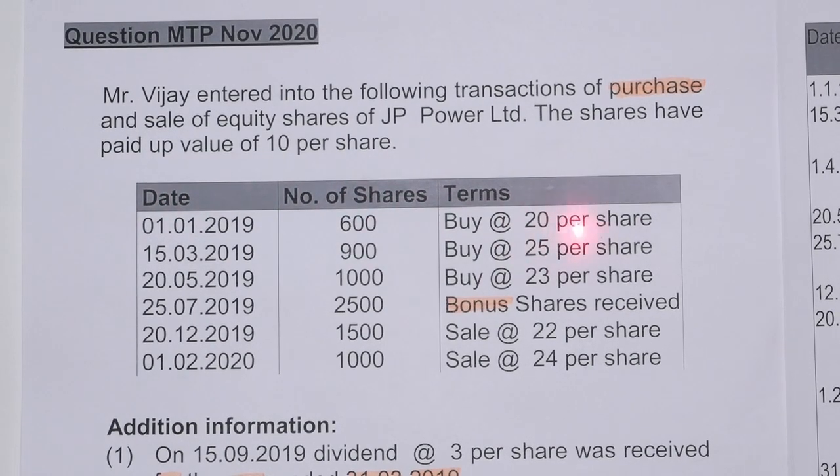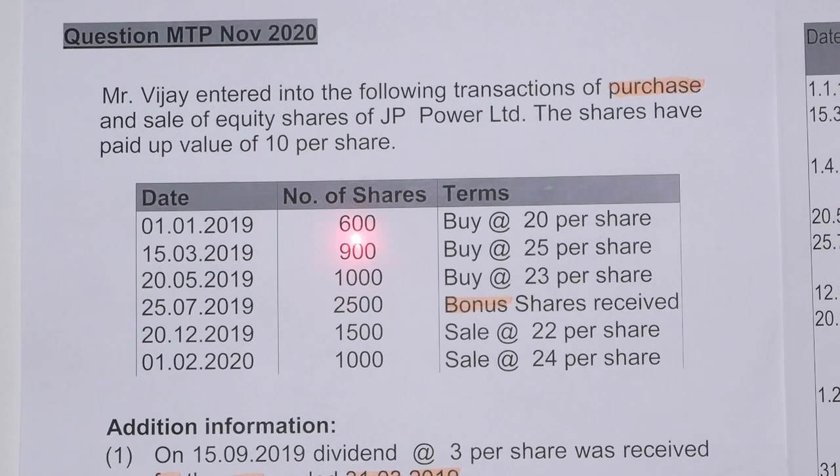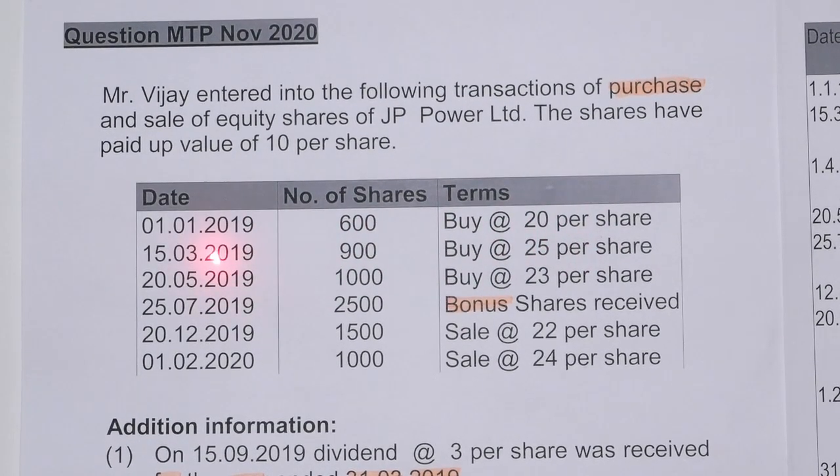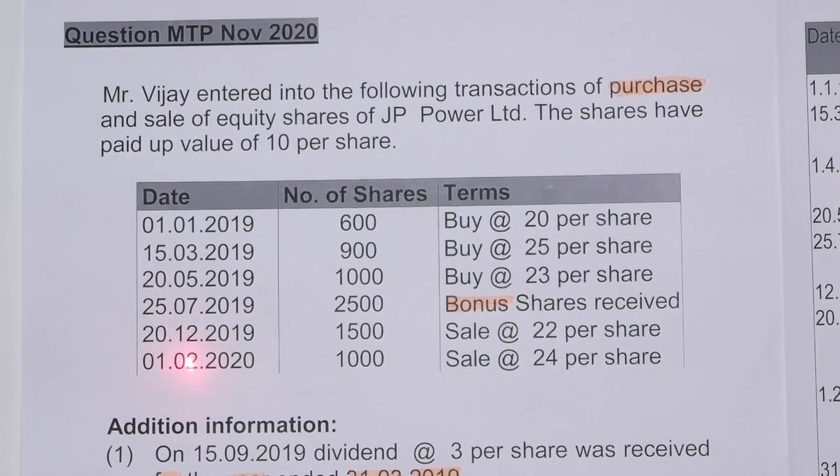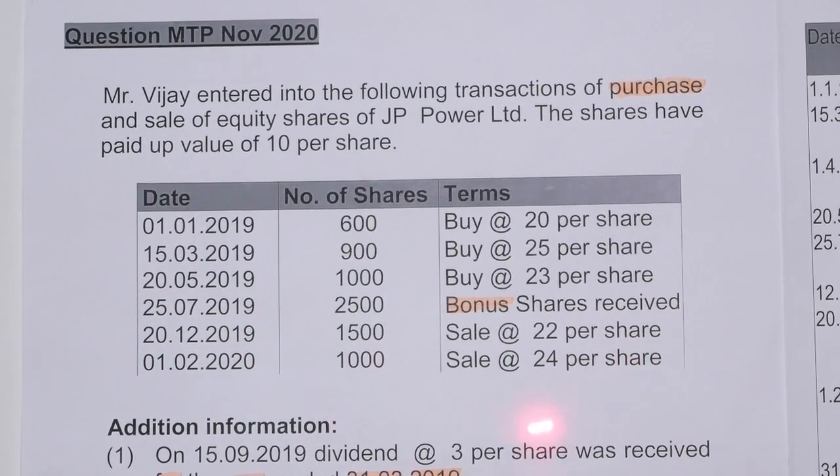Date, number of shares, terms. On 1st January 2019, Mr. Vijay purchased 600 shares at the rate of 20, and on 15 March 2019 purchased 900 shares at the rate of 25, and on 20th May 2019 purchased 1000 shares at the rate of 23 per share, and on 25th July 2019 received 2500 bonus shares, and on 20th December 2019 sold 1500 shares at the rate of 22 per share, and on 1st February 2020 sold 1000 shares at the rate of 24 per share.